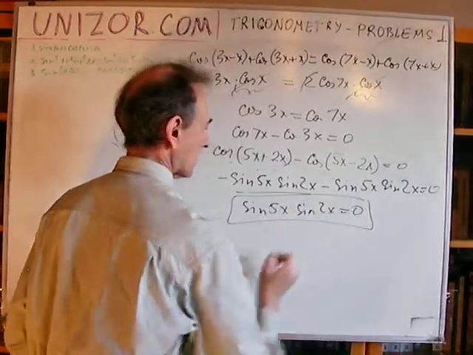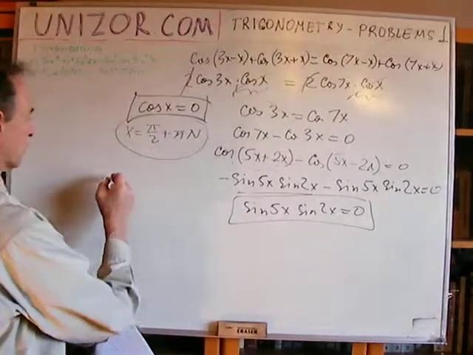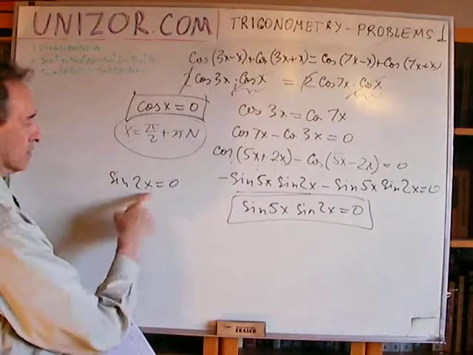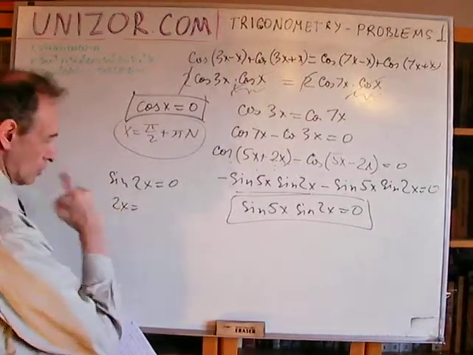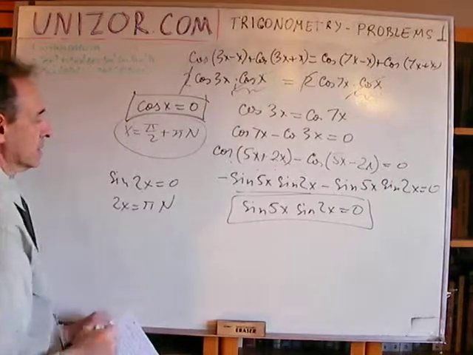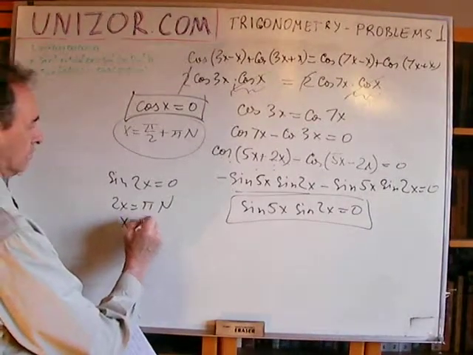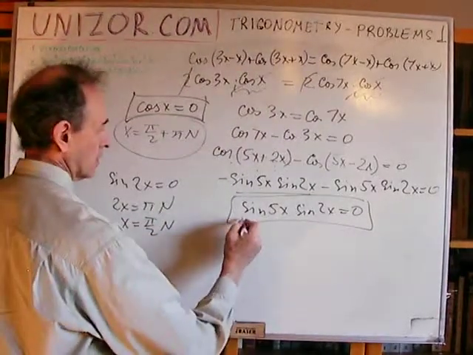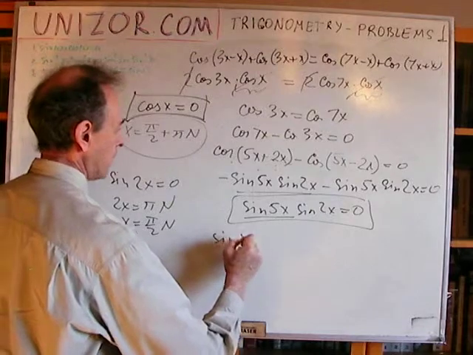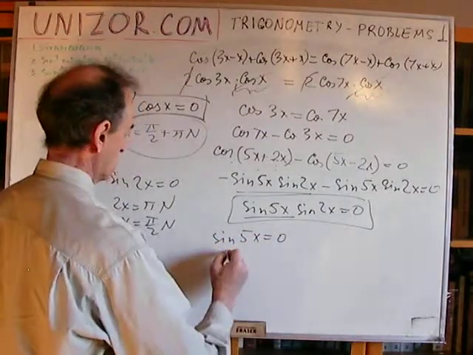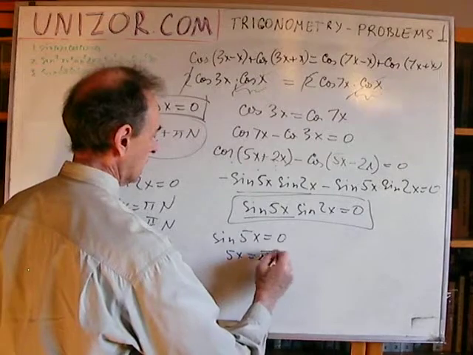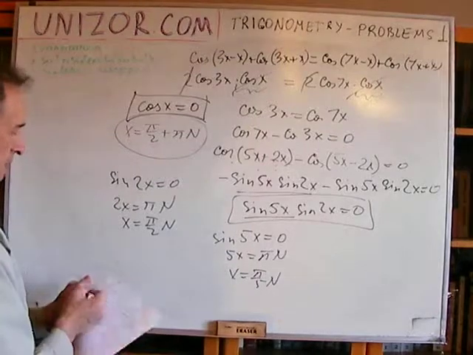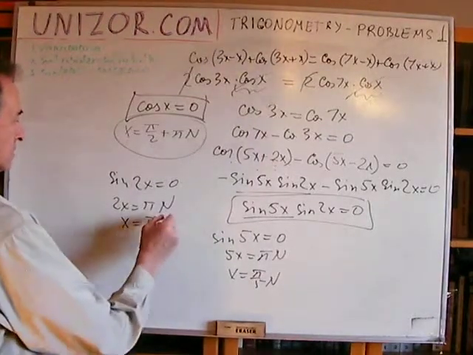So that's another thing, which has in turn two different solutions. Either sine 2x is equal to 0, and the result is 2x equals pi n, where n is any integer, and x equals pi over 2 n. Or sine of 5x is equal to 0, which means 5x equals pi n, and x equals pi over 5 n. So we have three different cases.